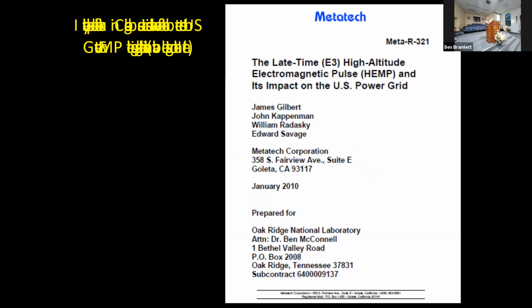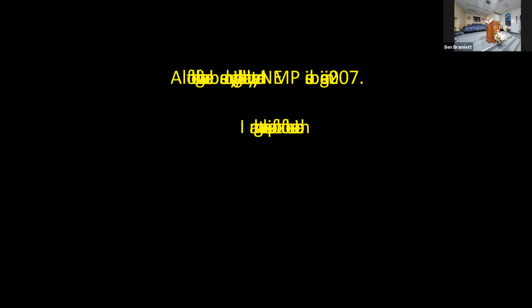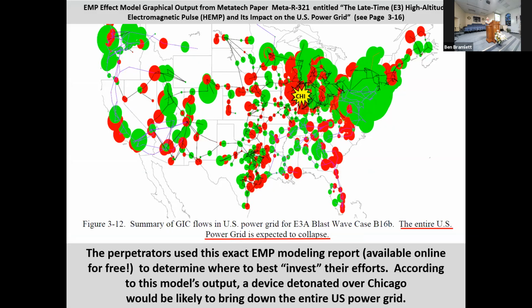Online, I found this report by a company called Metatech, and it's basically the effect of an E3 attack on the U.S. power grid. And they're kind enough to publish all of this online. Here are some charts and graphs out of that report. You can see in the middle of the green and red, that's Chicago. When the device went off in this model, an actual US model that was done, all of those green and red spots are damage to the US utility grid.